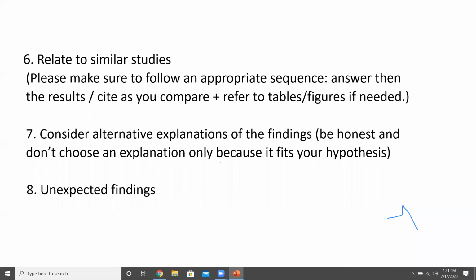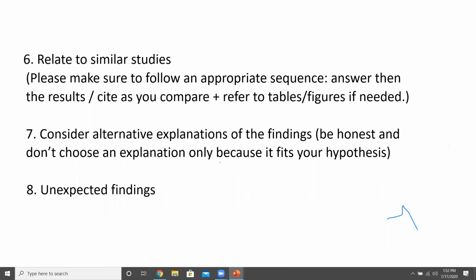Number 6, relate to similar studies. Please make sure to follow an appropriate sequence: answer and then the results. I'm going to explain it in a bit. Cite as you compare and refer to tables and figures if needed.